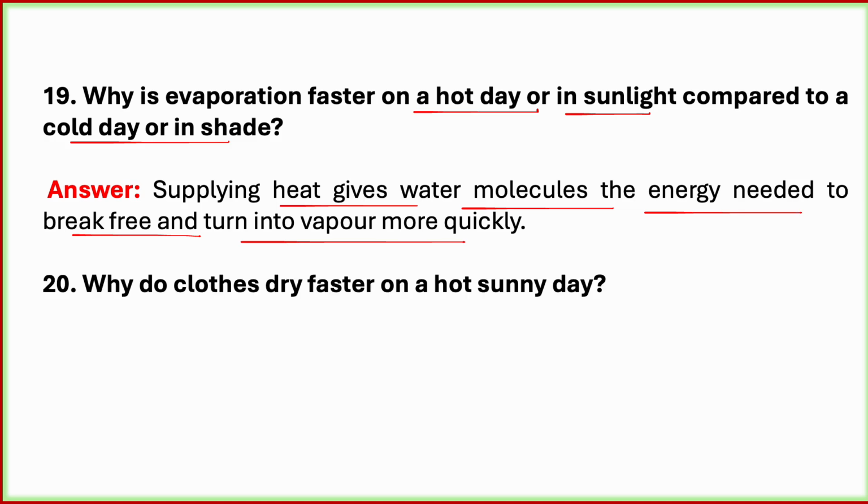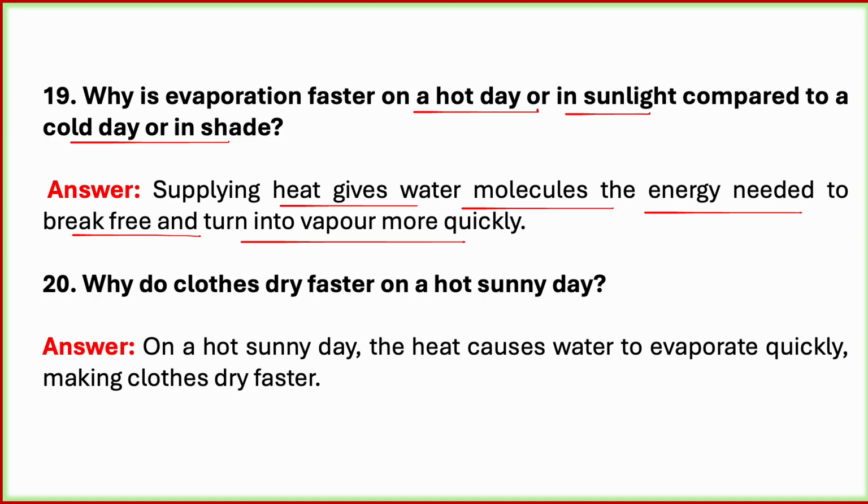Why do clothes dry faster on a hot sunny day? On a hot sunny day, the heat causes water to evaporate quickly, making clothes dry faster. So on a hot sunny day, the heat causes water to evaporate quickly. So clothes will dry faster.